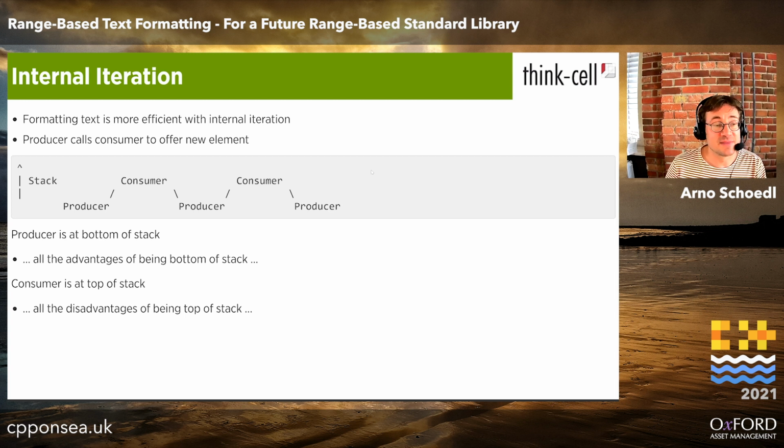Now, what does that mean? Essentially the producer prepares a piece of data, and then it calls the consumer to consume that piece of data. Then the consumer returns, and the producer is again preparing the next piece of data. The producer is at the bottom of the stack, so it has all the advantages of being at the bottom, and the consumer is at the top and has all the disadvantages of being at the top. This has been done many times. It's called the visitor pattern or whatever, or internal iteration. In essence, it's always the same: it's really about reversing the order of consumer and producer.